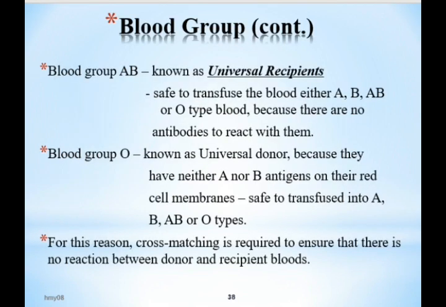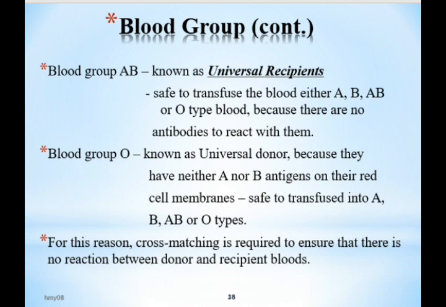Okay, so blood group AB are known as universal recipients, meaning that any blood type can give them blood, because they have no antibodies to react with it. A, B, or O can just give it to them, because to the AB blood, the white blood cells would think that they are friendly, because they also have A, B, or AB. So they would just allow the donor blood to get in.